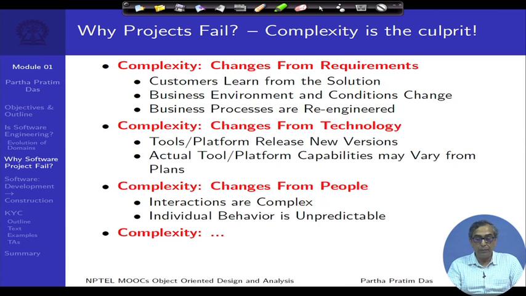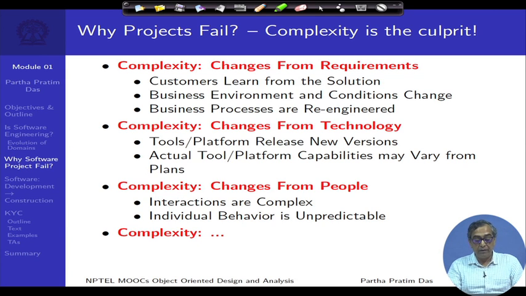Now, is it that the customer is not a smart person? Is it that the customer is not being truthful to you? No, please do not misunderstand the customer. The customer is changing the requirement because the customer originally did not know what she wanted. She only had a vague idea, and as you start building the software, you show the prototype, you show the design, you show the first alpha version, the customer gets more and more ideas. The business environments change, conditions change, processes are re-engineered. So, a big part of complexity comes from the change of requirements.